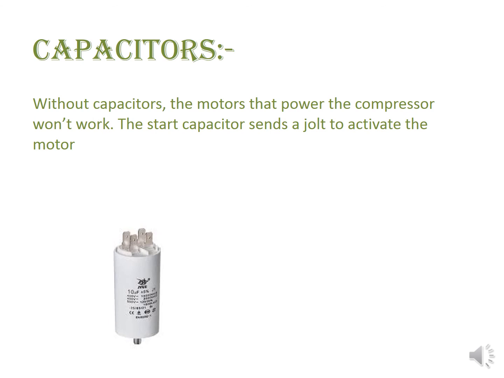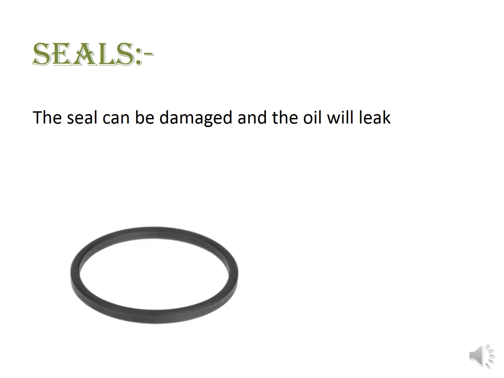Now capacitors. Without a capacitor, the power that goes to the compressor won't work. The capacitor sends a jolt to activate the motor. So the capacitor gives a high amount of current to the motor so that it moves, because initially, for the motor to move, it needs a greater amount of electricity. After that it decreases.